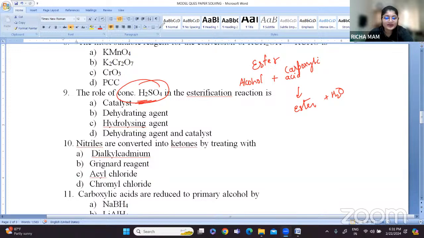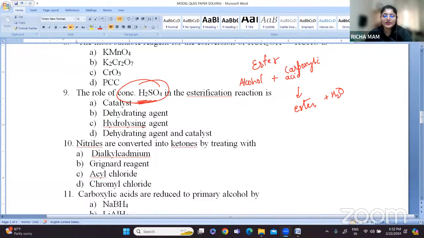Okay, Vedvati has answered it as C. No, B. Purva has answered it as B. Priyanka has answered it as B. Divya has answered it as hydrolyzing agent. Dhanush has answered it as D. Vedvati has, okay, dehydrating agent. So what is the answer?